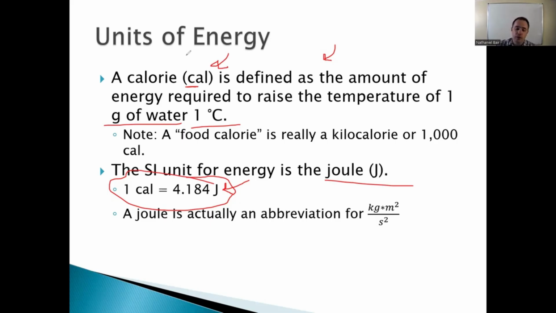A food calorie, if you're interested, a capital C calorie, that would be the amount of energy needed to raise a liter of water or 1,000 grams of water 1 degree Celsius. And now we're talking, right? Like a food calorie is actually a decent amount of energy.